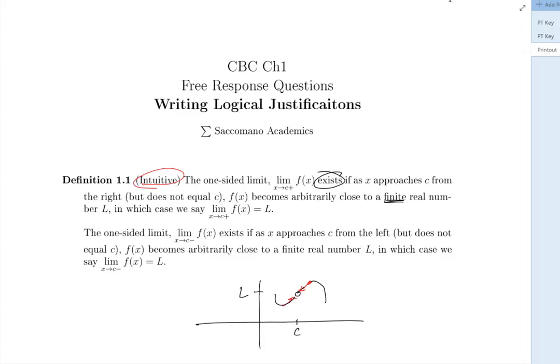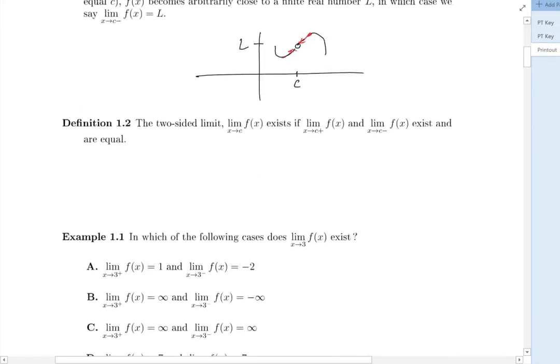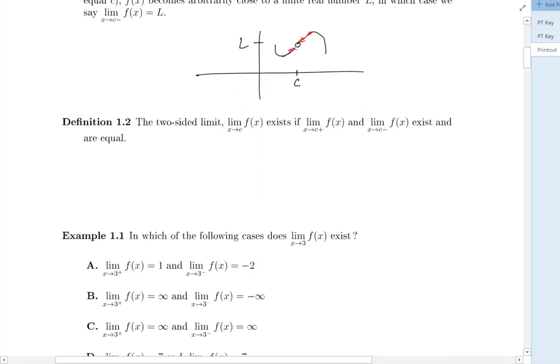Probably in the practice of getting problems right on the AP exam, I don't know how particularly helpful this definition is, other than just giving you a basic understanding of what's going on. This is actually really important when it comes to justifications, though. The two-sided limit as x goes to c exists only if the one-sided limits exist, meaning they're finite, they don't go to infinity, and they're equal, okay?